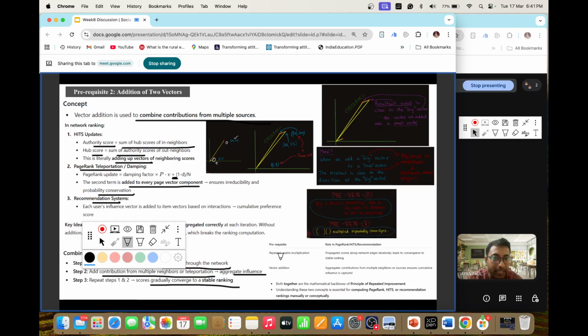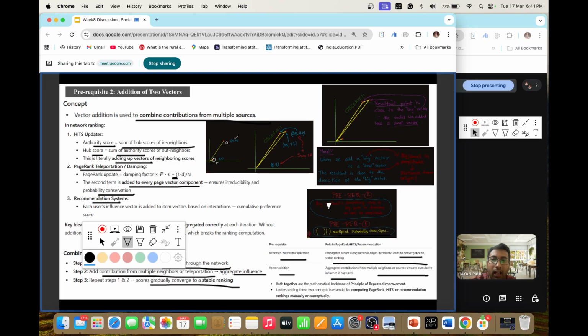Repeated matrix multiplication, you can just read it. It propagates scores along the network edges iteratively and leads to convergence to a stable ranking. Vector addition aggregates contributions from multiple neighbors and ensures cumulative influences are captured. So we have two prerequisites. The first prerequisite: we multiply a matrix with a vector and repeat it to convergence.